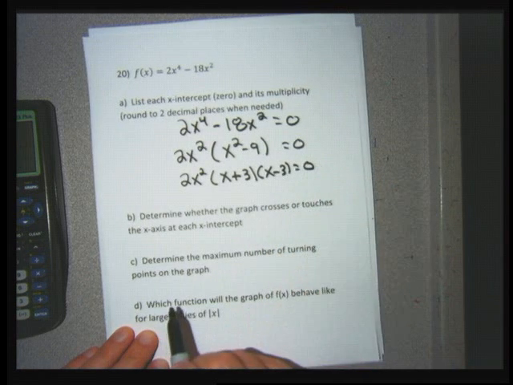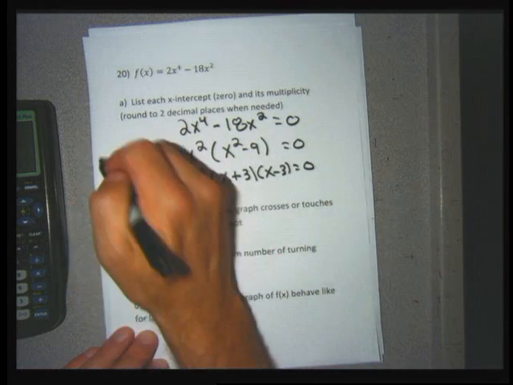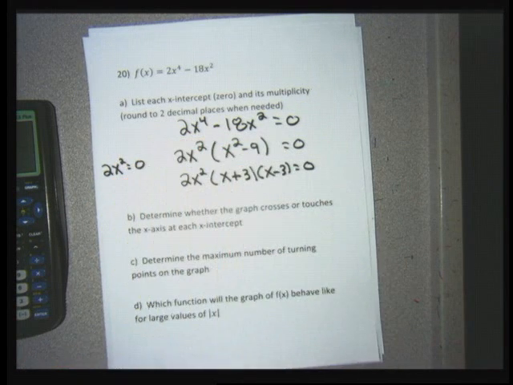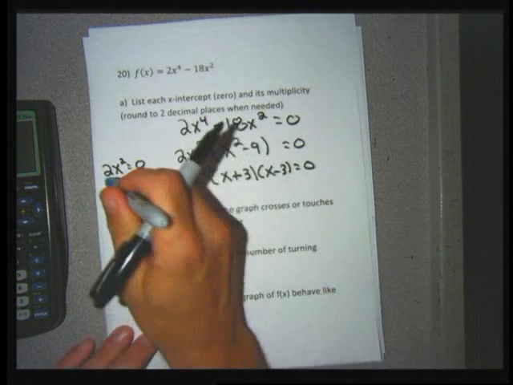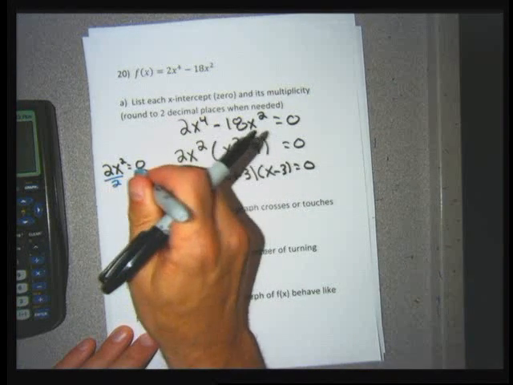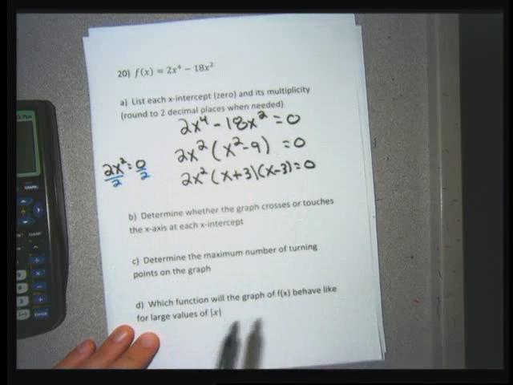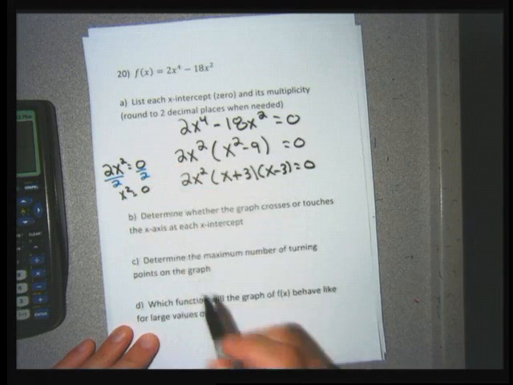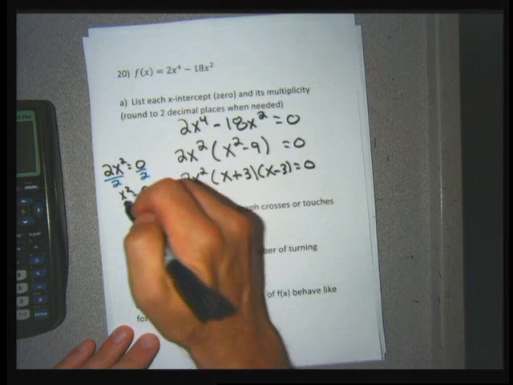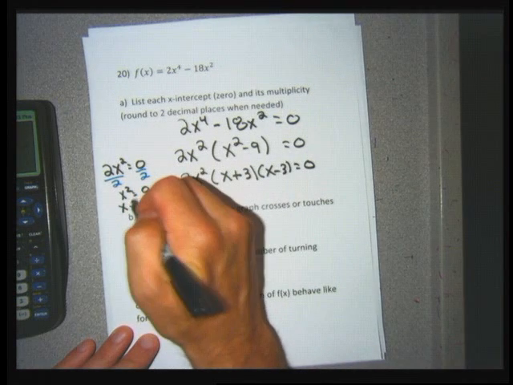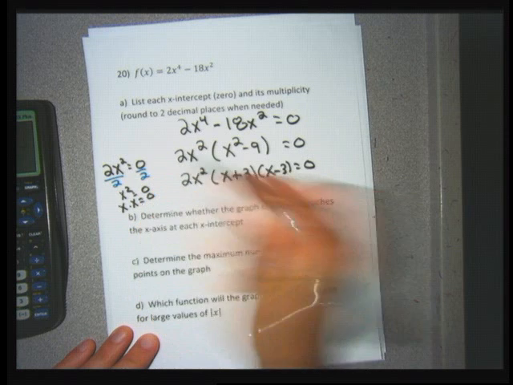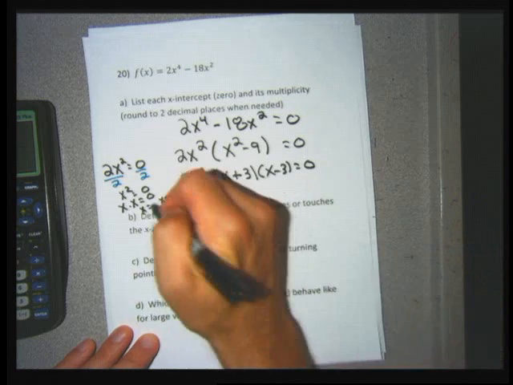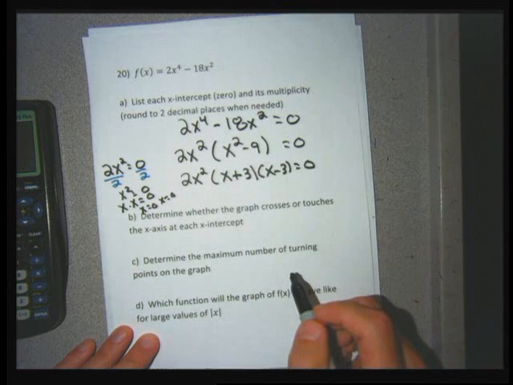Now I'm going to take each factor and set it equal to 0. Setting the 2x squared equal to 0, there's a square, so that's going to be an even multiplicity. So it's going to touch. I divide by 2, I get x squared equal to 0. And this just happens at 0 because x squared equal to 0 is the same thing as saying x times x equals 0. And that tells me that x equals 0, and it actually has an even multiplicity.